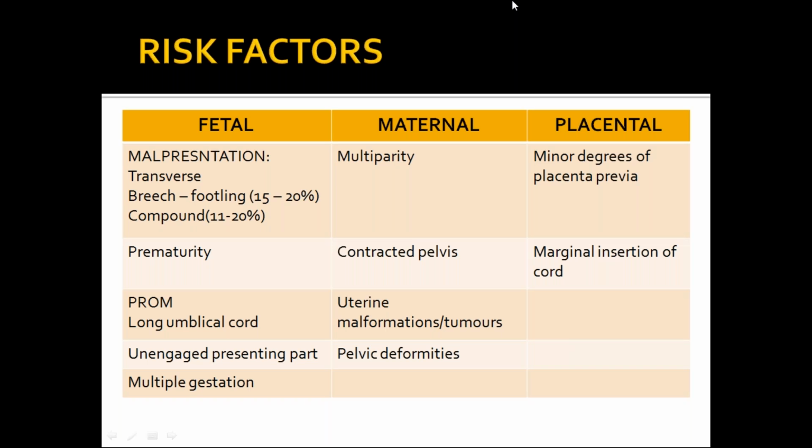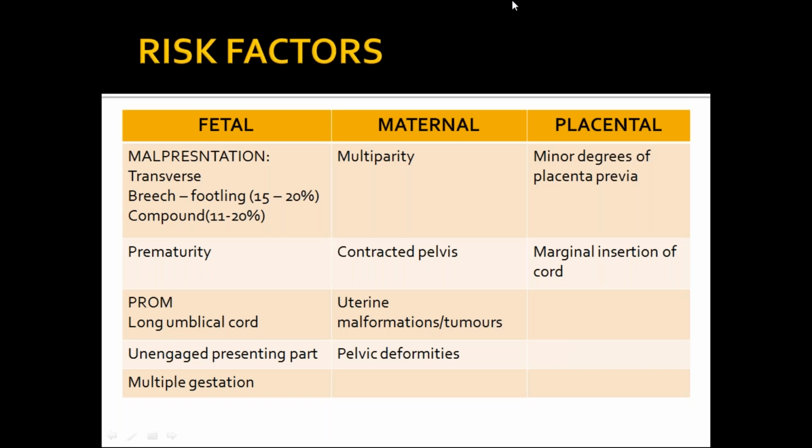Then comes multiple gestation. So fetal conditions will be transverse lie, breech, prematurity, PROM, long umbilical cord, unengaged presenting part, and multiple gestation. Coming to the maternal side: multiparity, contracted pelvis, uterine malformations, and pelvic deformities. In all these conditions, there are chances for cord prolapse.